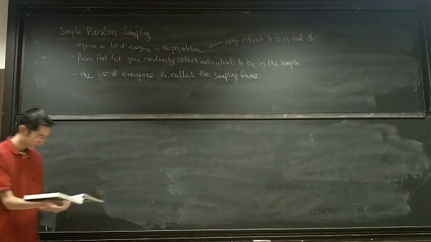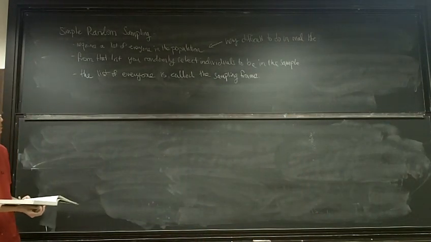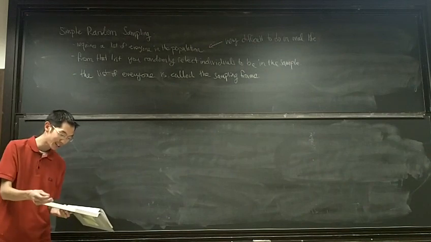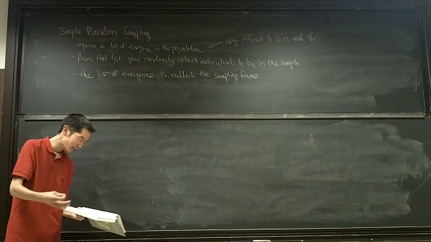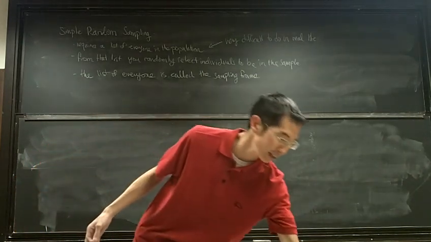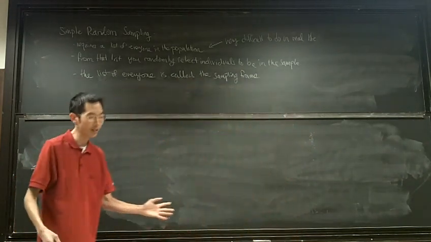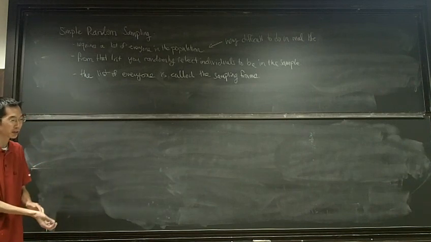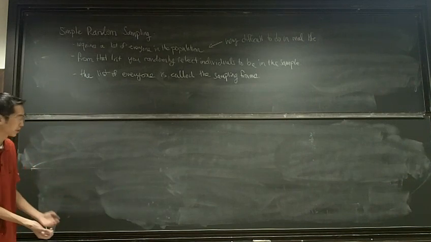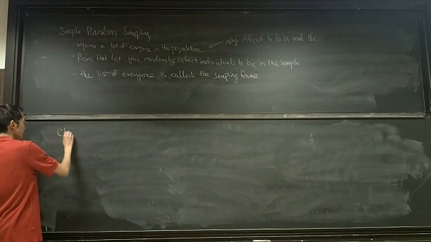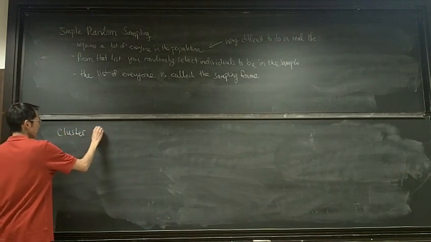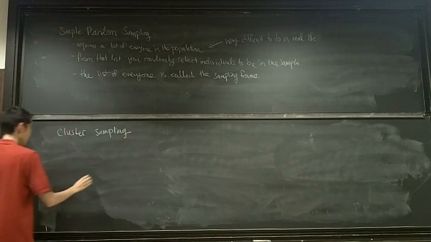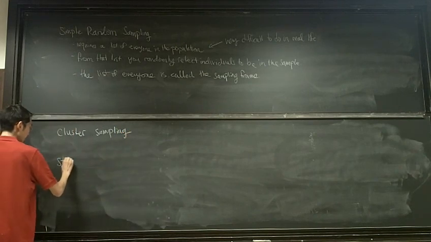But because simple random sampling is difficult, we have other methods that we take. These are, I guess, our best attempts at getting something similar to a simple random sample, but they're not simple random samples. So we have cluster sampling, and we also have stratified sampling.